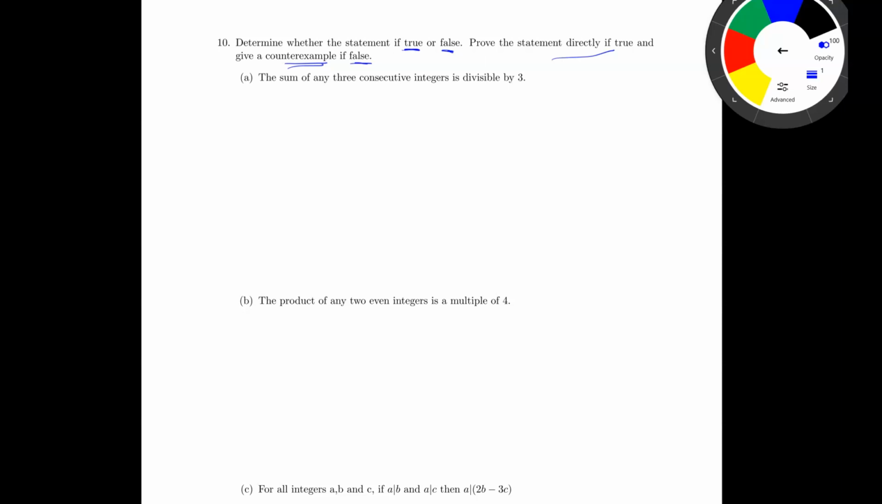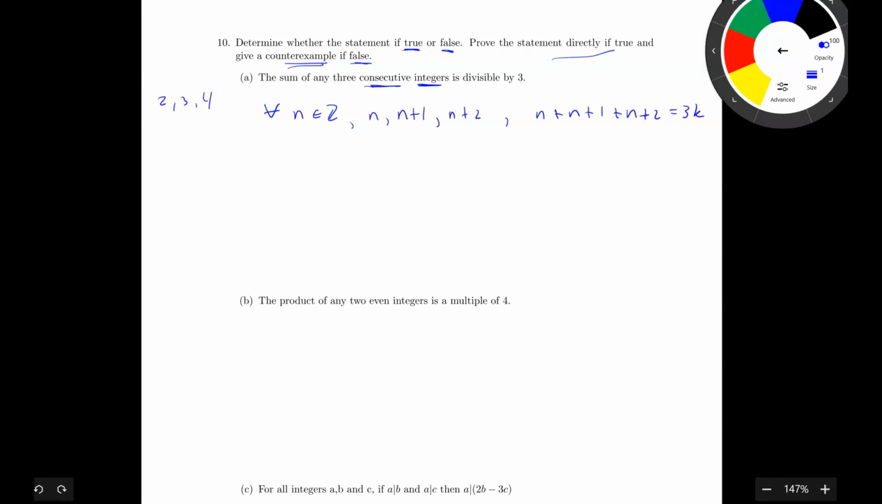Okay, so let's look first at consecutive integers. What does it mean to be consecutive integers? The numbers 2, 3, and 4 are consecutive integers, right? So if I'm going to go forward and think maybe it's true for any n in the integers, the three consecutive integers would be n, n plus 1, and n plus 2, right? And what I want to show is that n plus n plus 1 plus n plus 2 is equal to 3k.